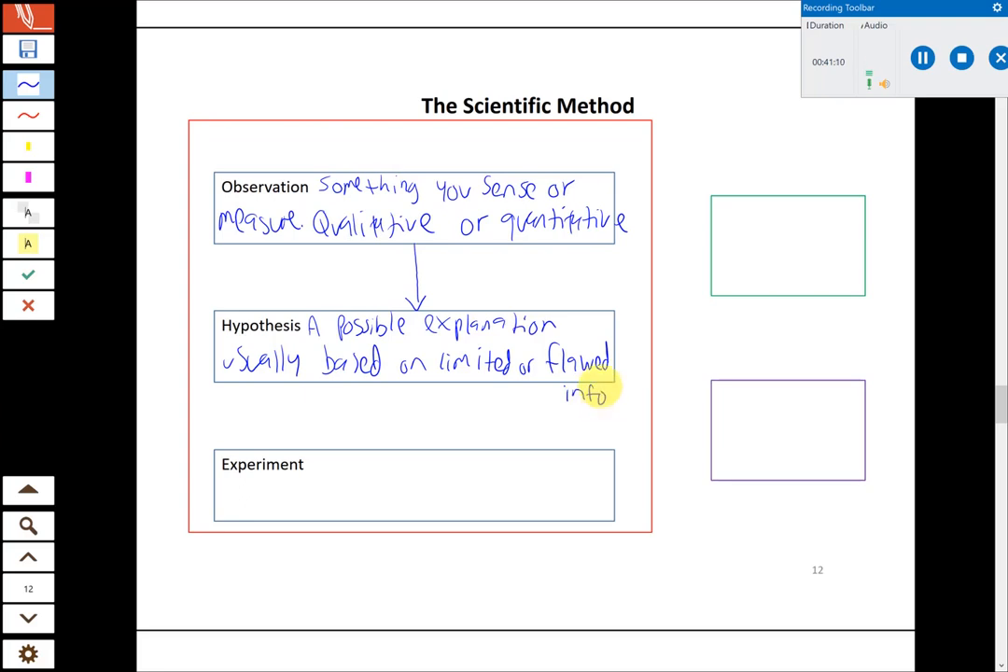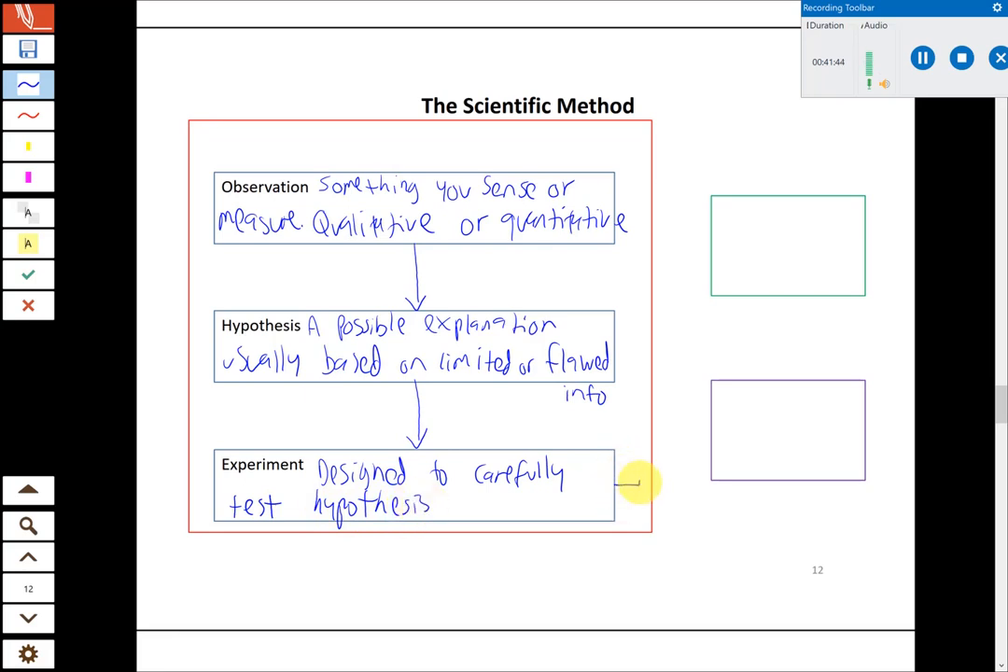All right, so it's usually based on limited or flawed information. And then you'll make that hypothesis, and then to figure out if your hypothesis is correct or whether you need to refine it or change it altogether, that's where you have to design a series of experiments to test this hypothesis. And this is where the whole point of the experiment is really just to collect more observations, but you're going to carefully control everything to be able to test the hypothesis and only make observations that directly relate to that hypothesis, ideally.